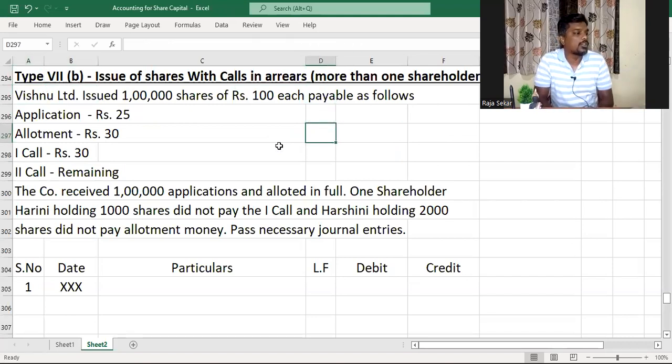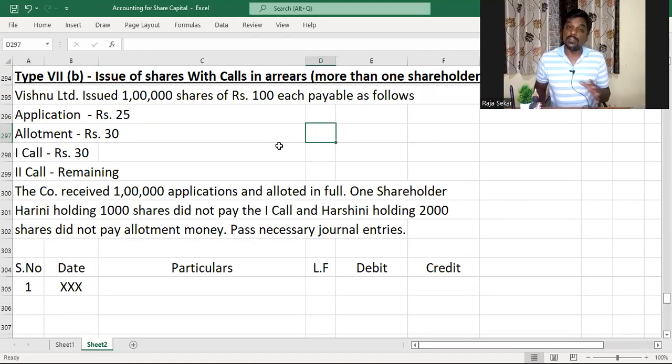Vishnu Limited issued 1 lakh shares for rupees 100 each payable as follows. Application 25, allotment 30, first call 30, second call is remaining. The company received 1 lakh applications and allotted in full. One shareholder, Harini, holding 1000 shares, did not pay the first call, and Harshini, holding 2000 shares, did not pay the allotment money itself. So that is the situation now.